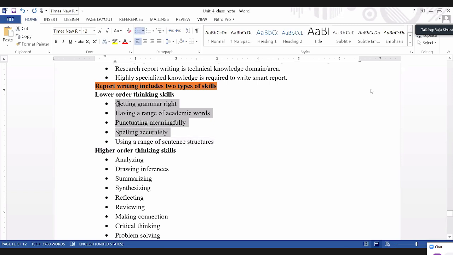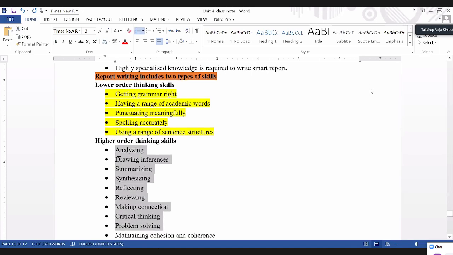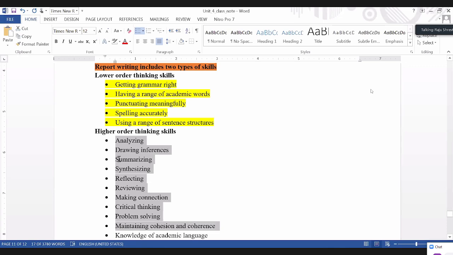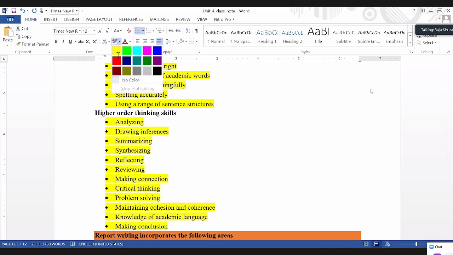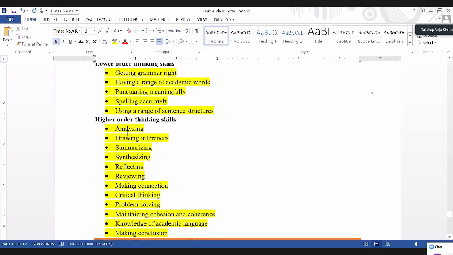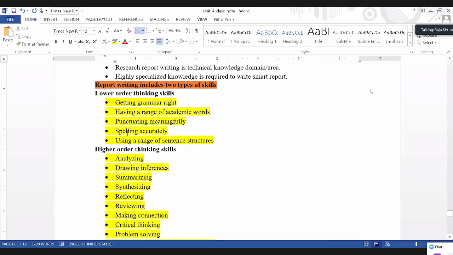यो mechanics हरू like capitalization, punctuation, then these we say lower level skills. अब higher level skills मा चाहिँ analyzing, drawing inferences, summarizing, synthesizing, reflecting, reviewing, making connection, critical thinking, problem solving, maintaining coherence and cohesion in the report, knowledge of academic language, making conclusion. This kind of knowledge we have to show in our report. Report मा यस्तो देखिनु पर्यो के.